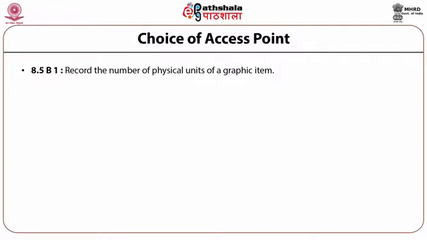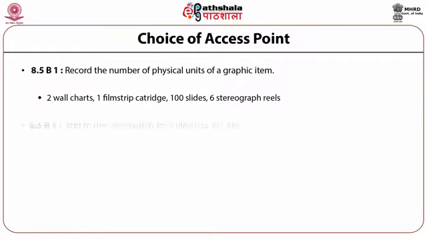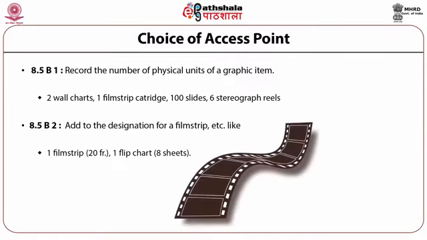Suppose there is a graphic material, and you can write 2 wall charts. If there are wall charts, you can write 2 wall charts, or you can say 1 film chip cartridge, or 100 slides, or 6 stereograph reels. Then immediately after that, you add the designation for a film strip. What is the designation? 1 film strip, 20 FR. What do you mean by 20 FR? FR means frame. In the frame, you will get the information.